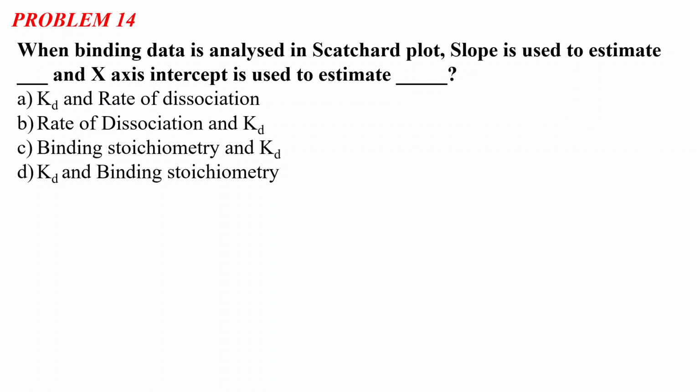Try to answer this, and then we will discuss this plot and what these things are all about. So when the binding data is analyzed in the scatter plot, the slope is used to estimate what, and the x-axis intercept is used to estimate what?